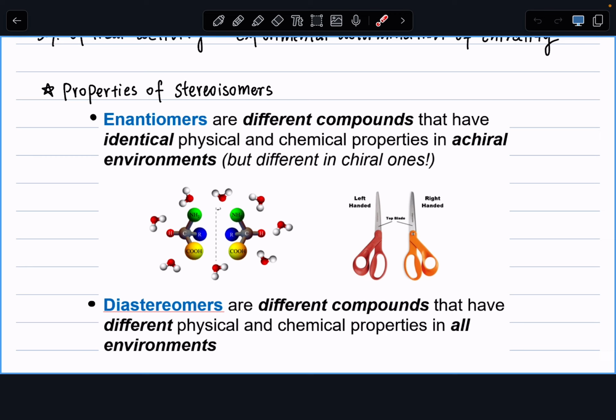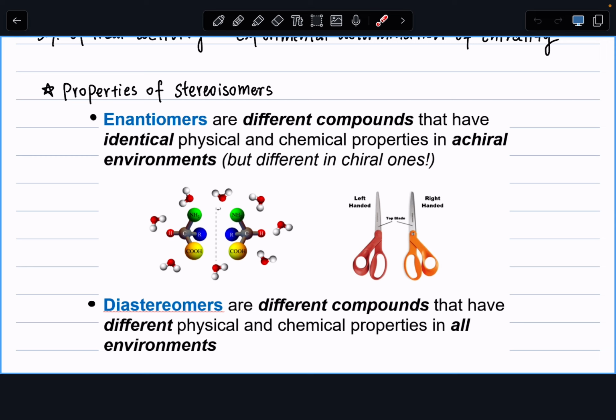The logic behind this is the following. If we put a pair of enantiomers in a bunch of water, which is achiral, there's no way for that achiral environment to tell you whether something is left-sided or right-sided, right? So a pair of enantiomers will have the exact same properties in an achiral environment.